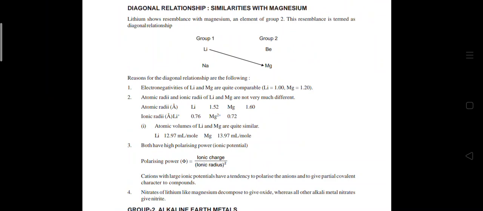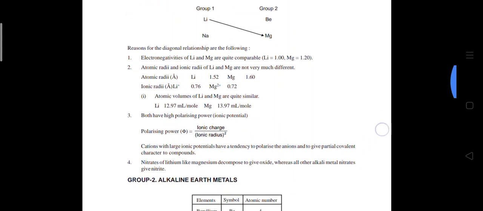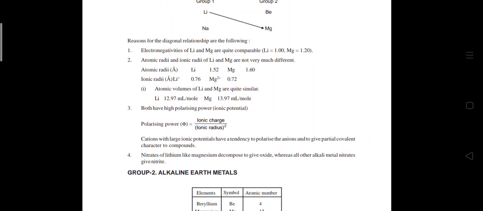Diagonal relationship: similarities with magnesium. Lithium shows resemblance with magnesium, an element of group 2. This resemblance is termed as diagonal relationship. Electronegativity of lithium and magnesium are quite comparable.